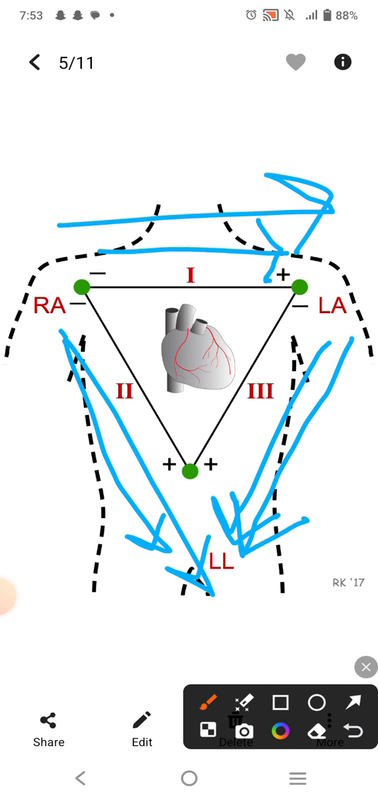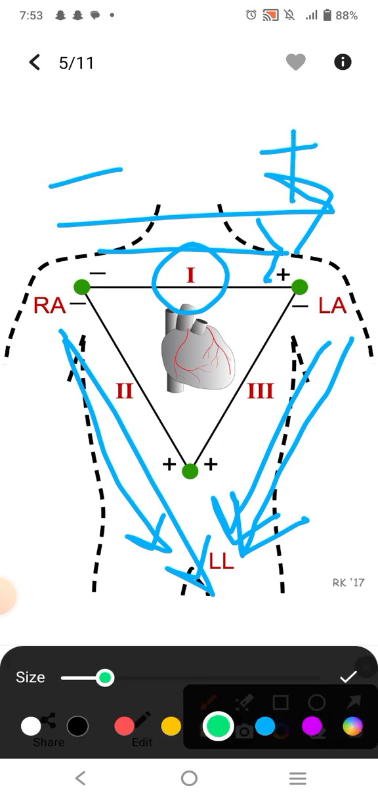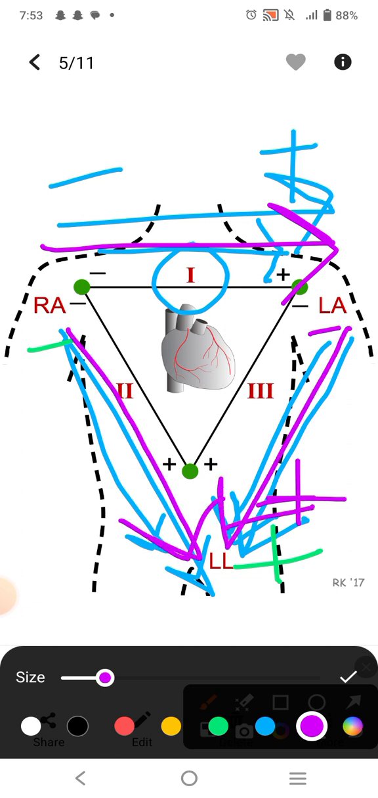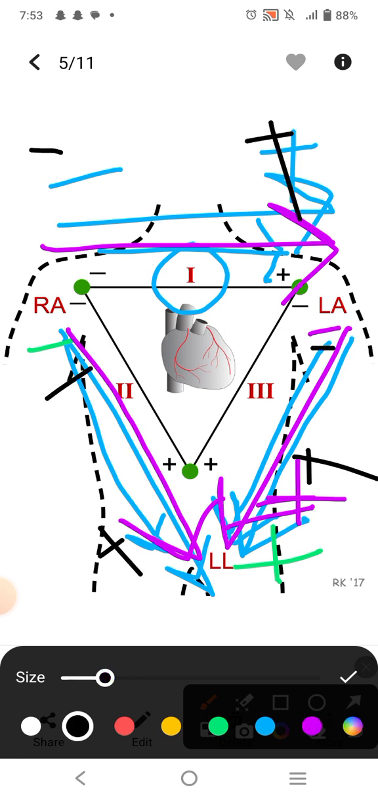Now you must know which type of electrode is placed on which limb. In the case of lead 1, negative electrode is placed on right arm, positive electrode is placed on left arm. In the case of lead 2, negative electrode is placed on right arm, positive electrode is placed on left leg. Similarly, in lead 3, negative electrode is placed on left arm and positive electrode is placed on left leg. Just remember the direction of the leads, like lead 1 is going like this, lead 2 is going like this, and lead 3 is going like this. After that, just do negative positive, negative positive, negative positive, right?